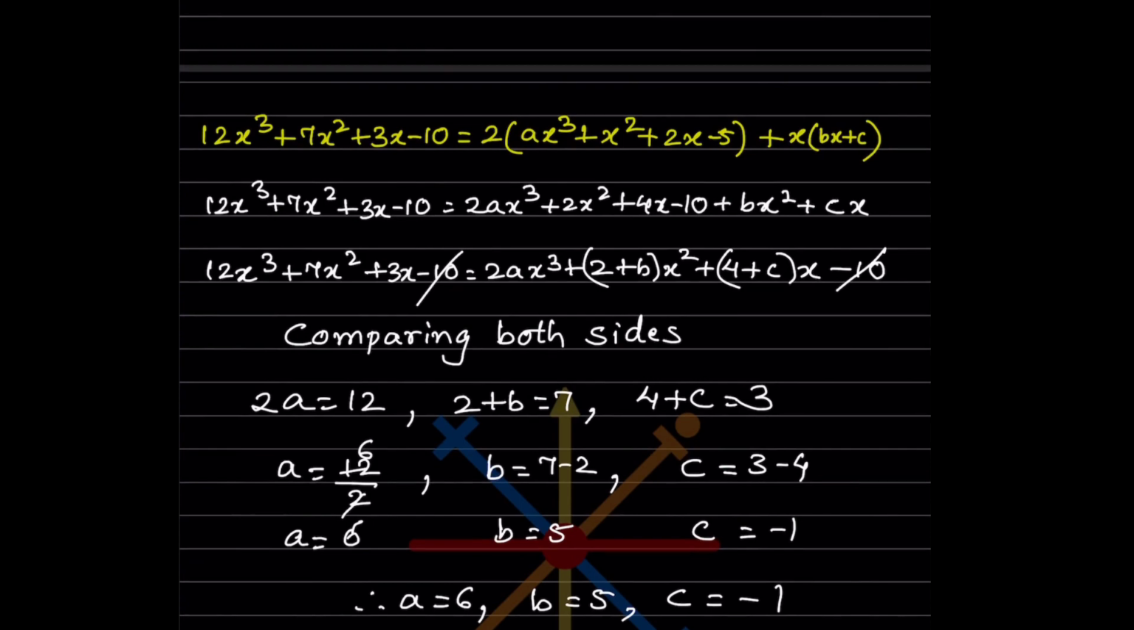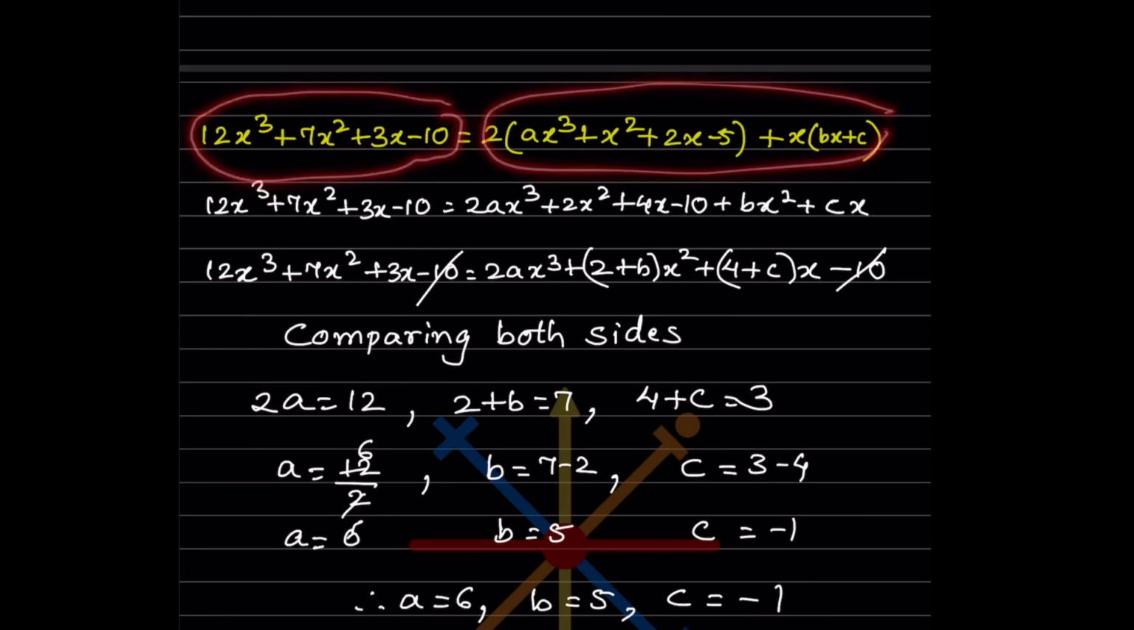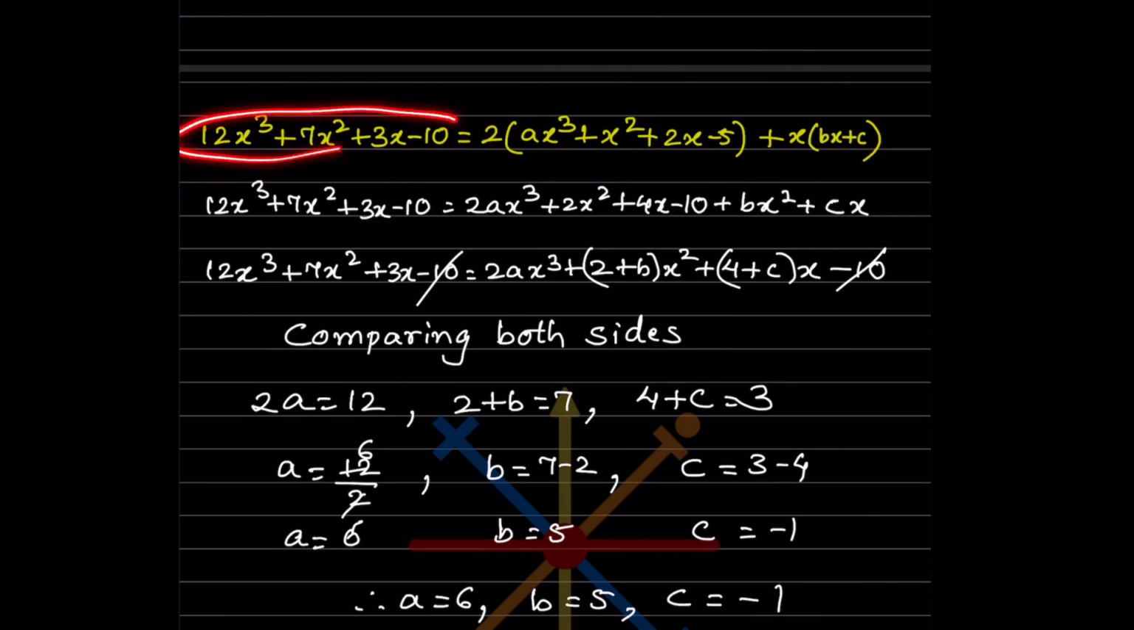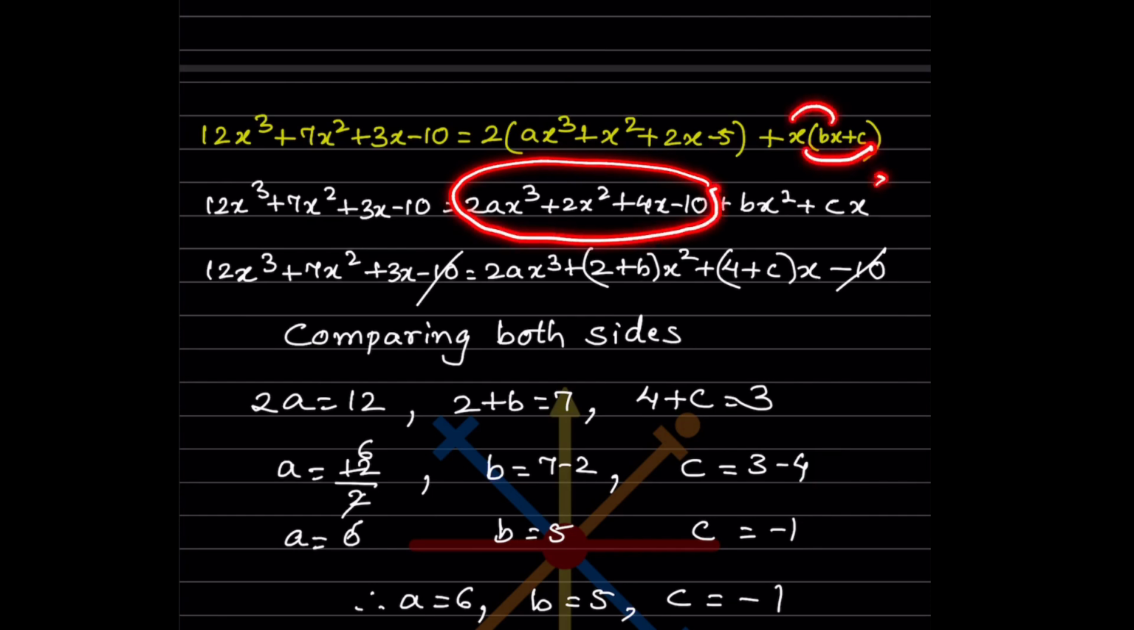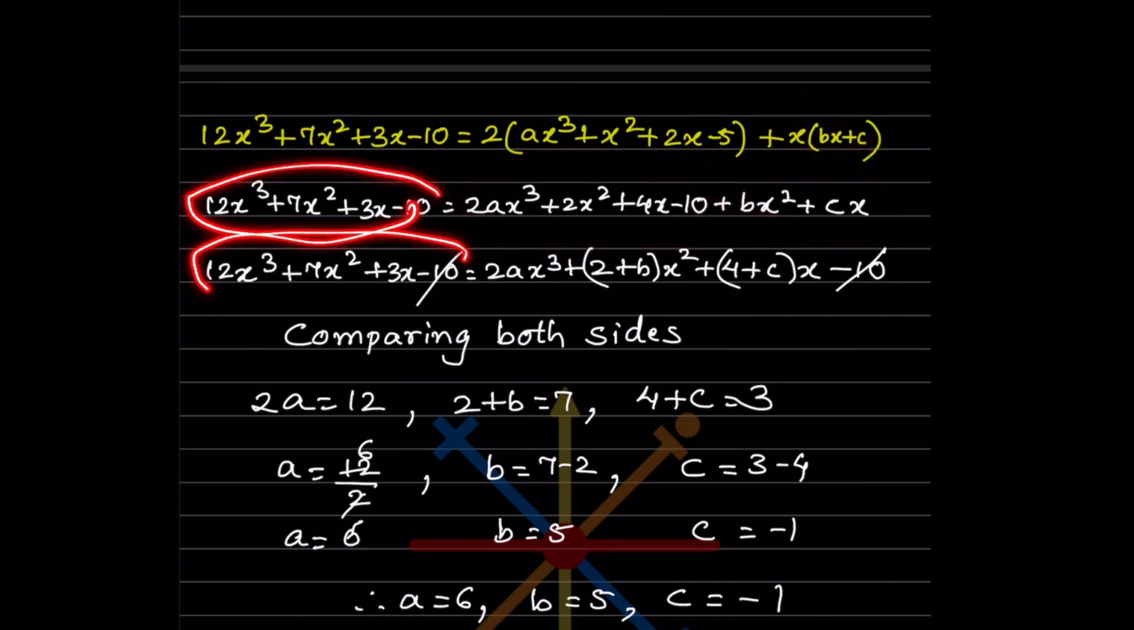Now this one, we have to solve this problem. We have to find the value of a, b and c in this one. This is the left hand side and this whole thing is given on the right hand side. First thing we will do, the left hand side we are going to keep as it is, and on the right hand side we are going to expand this one. When you expand, we get this part. Again the left hand side we will keep as it is.